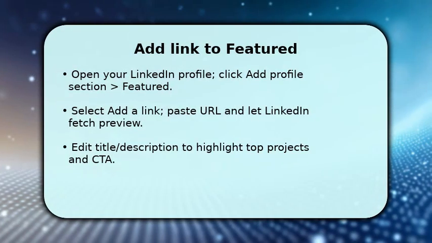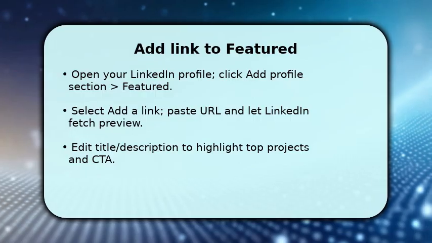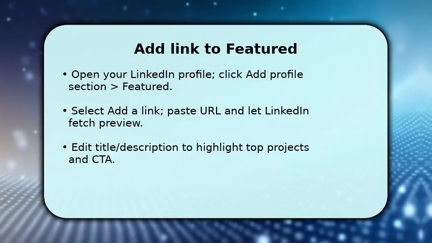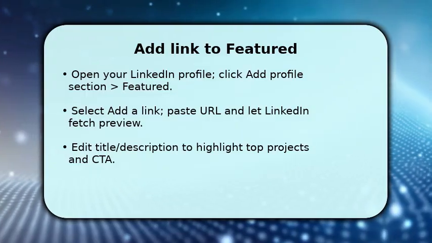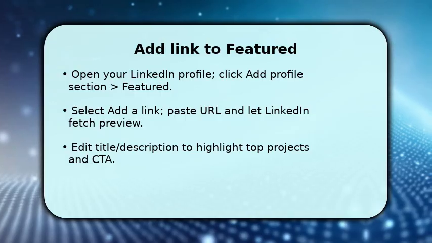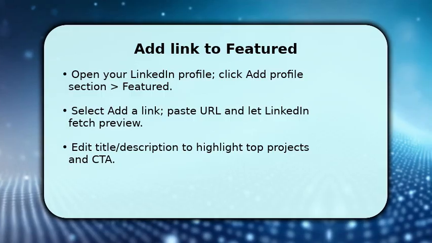You now place the link where it gets highest visibility, the Featured section. Open your profile and choose Add profile section, then Featured, and pick Add a link. Paste the clipboard URL and wait while LinkedIn generates a preview. This creates a thumbnail and meta text that users see first.